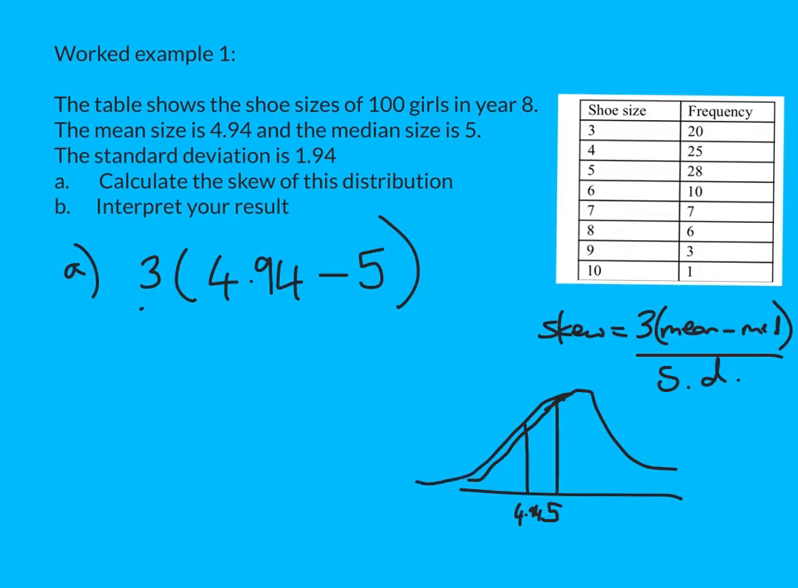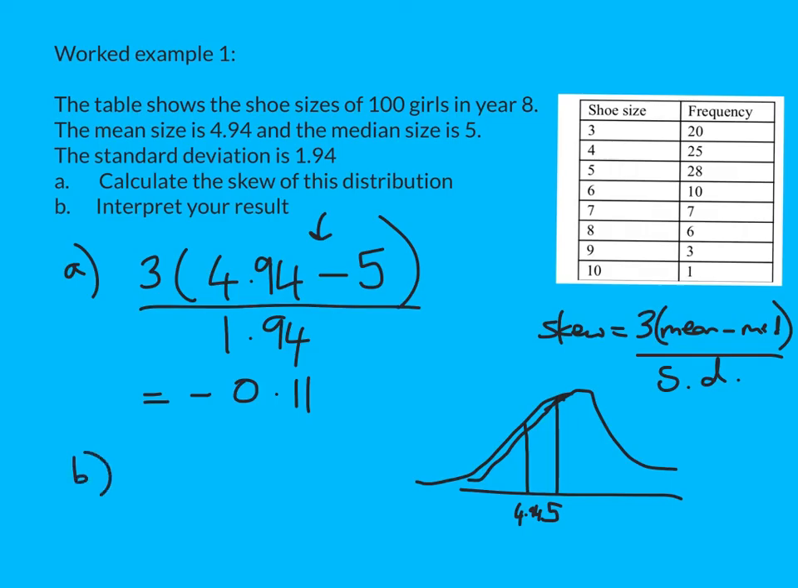Okay, and it's all divided by the standard deviation, and if I just pop that into my calculator, I'm going to get negative 0.11 to 2 decimal places. So I'm right, it is negatively skewed because obviously this bracket is going to give me a negative thing, but it's not very negatively skewed because it's only a little bit negative.